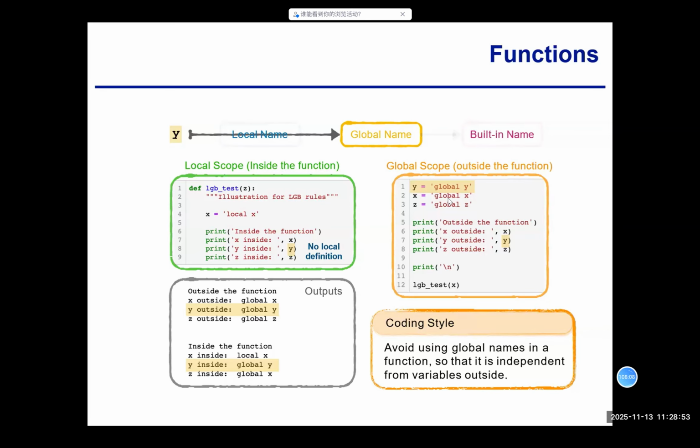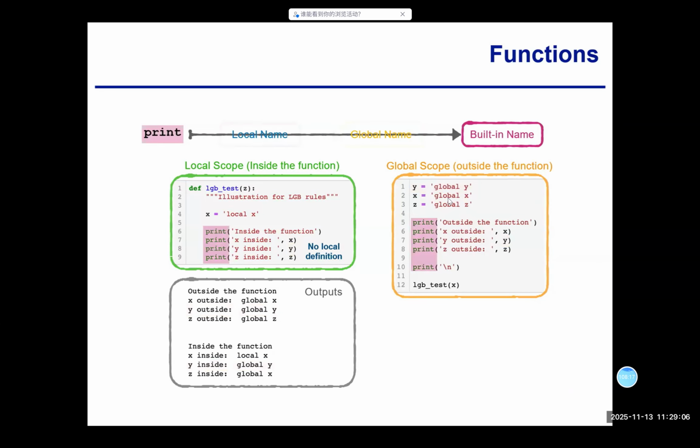Now you may be curious, what are the built-in names? We do not cover any details for this third priority. If we cannot find any global names, we use the built-in names. Actually, the print function is an example of a built-in name. It cannot find anything locally or globally, so it will just use the built-in. We're not going to go into details for the built-in functions.